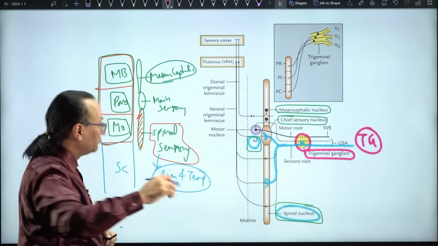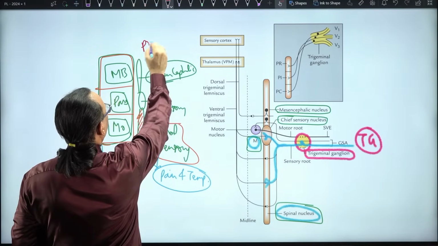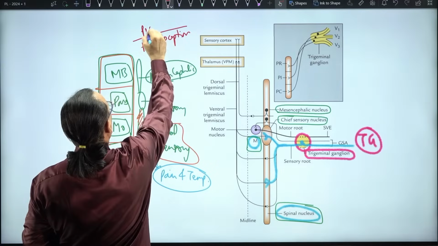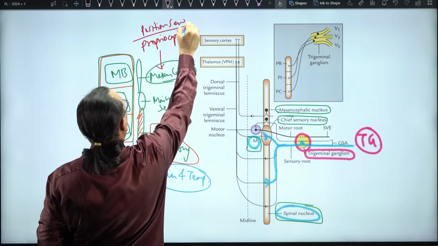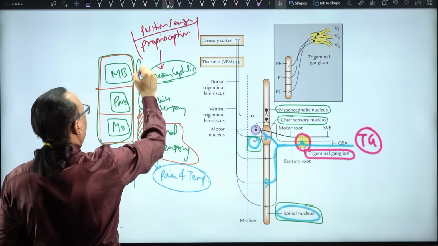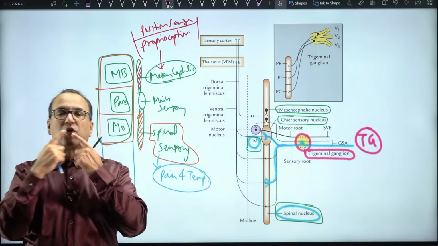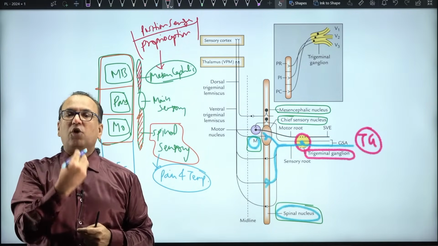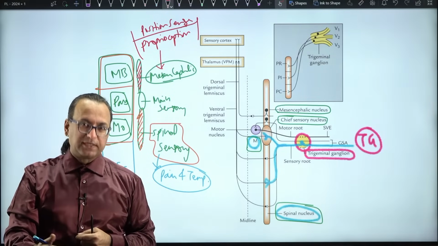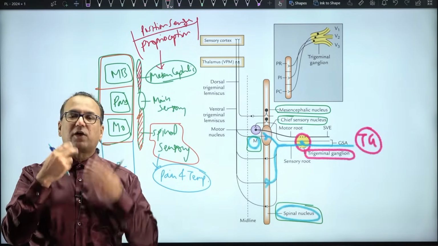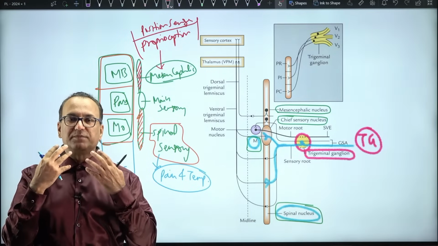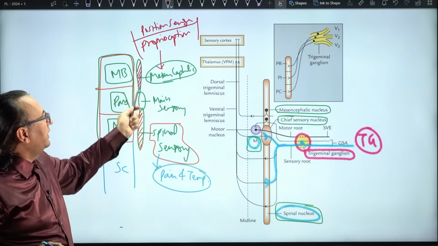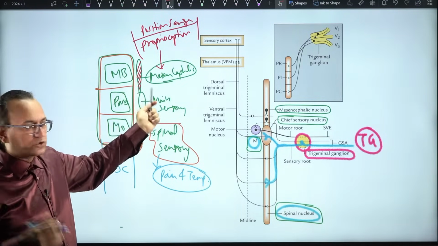When you talk about the mesencephalic, it receives proprioception or position sense. Position sense of what? The structures in the face, like when you move your tongue, your eyeball, or your jaw while eating. Why don't you bite your tongue? When we are eating, we don't bite our tongue because we know the position of our tongue. That is called proprioception, and that position sense is received by the mesencephalic sensory nucleus of the trigeminal, which is of course in the midbrain.